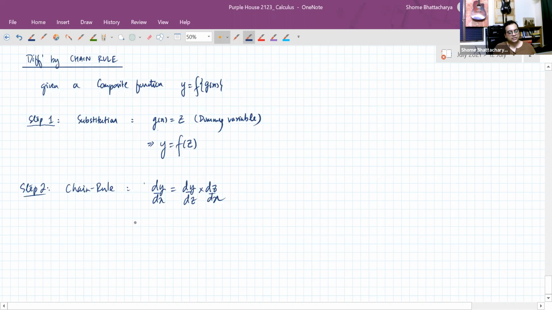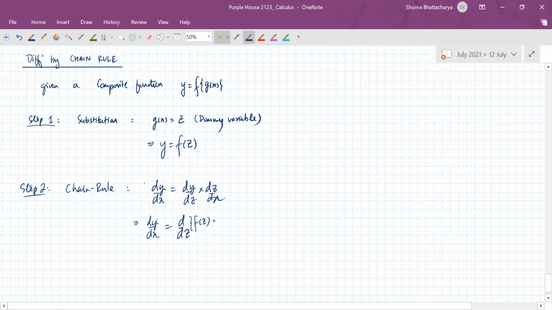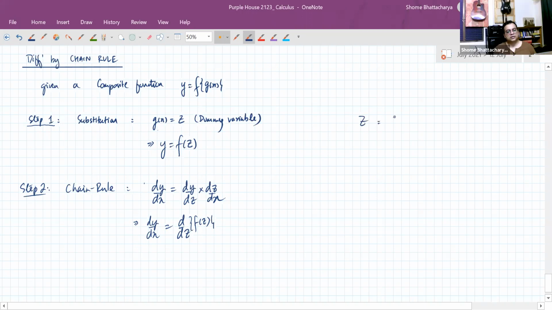Now we substitute that over here. From above we can see that y was equal to what? f of z. So y will be replaced with f of z, where z is a dummy variable, whatever you call it. And z is nothing but g of x.